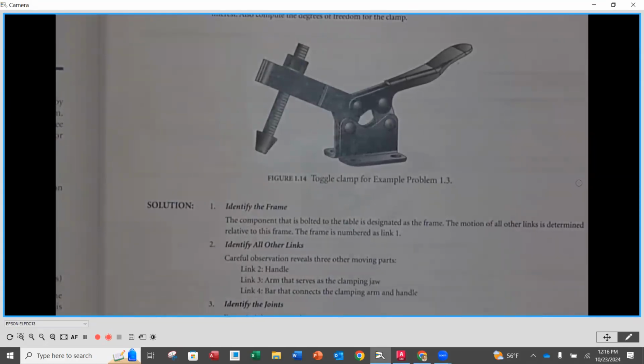Now, when we create a kinematic diagram, it is not complete until we have all of the labels on there. So you need to label each one of the links. You need to label each one of the joints. Okay. So make sure you include that in your sketch.